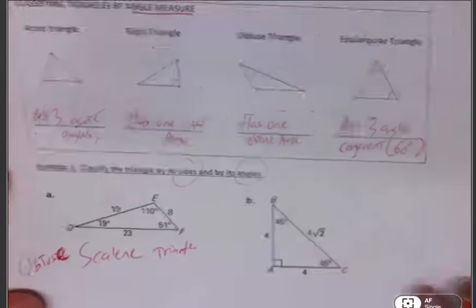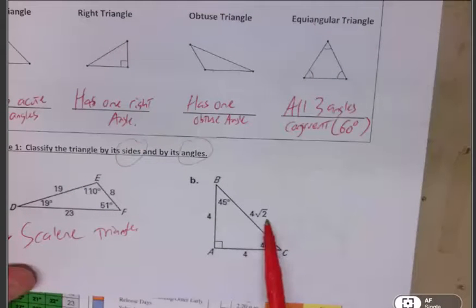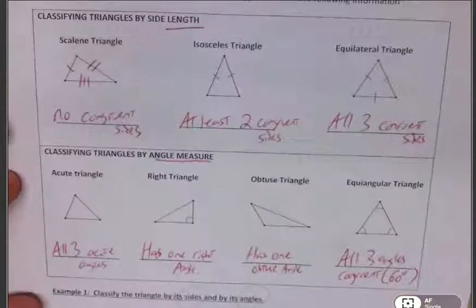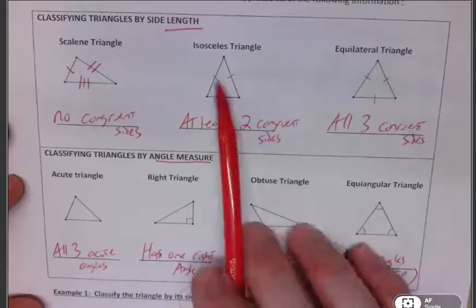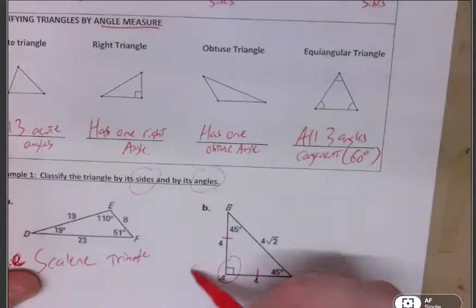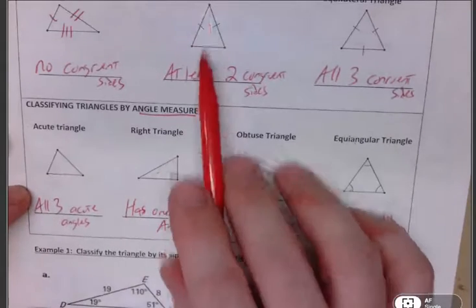Okay? How about this one? Look at the sides. 4, 4, and 4 times the square root of 2. Well, that's definitely not just 4, but these are the same, right? So I look back and I see that when I have at least two congruent sides, that's isosceles. And if I look at the angles, I do see I have a 90-degree angle right here, which means I have a right triangle. So I have an isosceles right triangle.